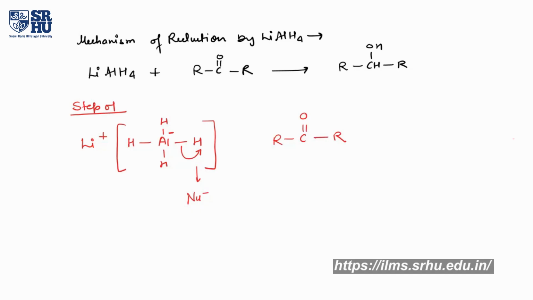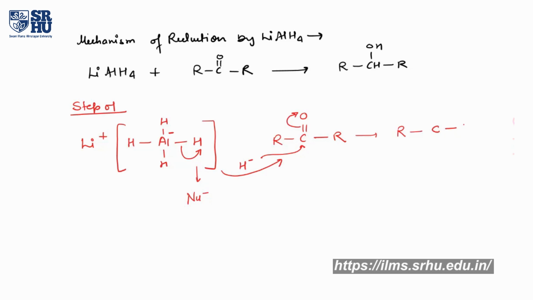Now in ketone, as H negative releases and approaches towards the ketone, due to negative electromeric effect, the pi bond between carbon and oxygen will break and oxygen will take away the electron, and now hydride ion gives its electron to the carbonyl carbon. Due to this, an alkoxide ion is being formed.